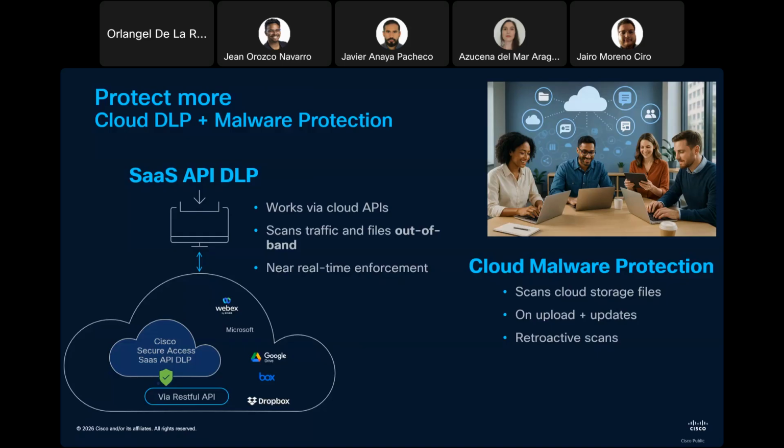But not only about DLP. Let's talk about malware protection, right? We can scan your SaaS storage cloud application, right? Again, Box, Google Drive, Dropbox, and the most important part is that we are not only scanning the new file that you upload to those cloud storage applications. We can also do a retroactive scan. Let's say that when you configure cloud malware protection in Secure Access, the first step is to do a scan of all the file that you have already there looking for malware. So for me, this is a very good reason to move to secure access.